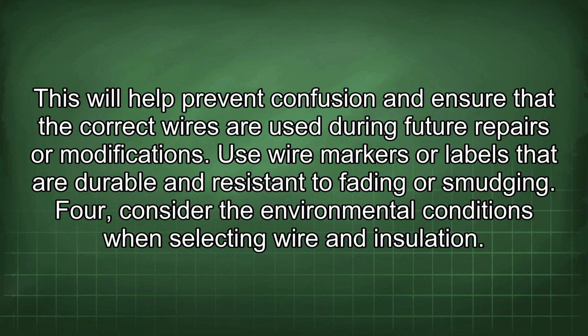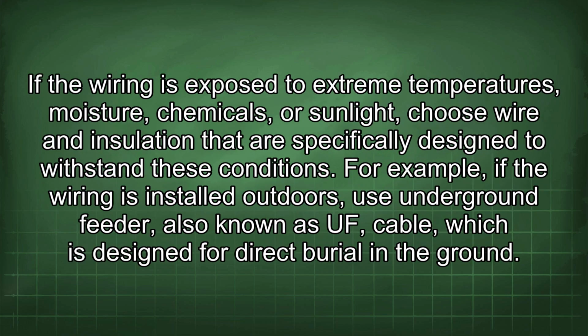4. Consider the environmental conditions when selecting wire and insulation. If the wiring is exposed to extreme temperatures, moisture, chemicals, or sunlight, choose wire and insulation that are specifically designed to withstand these conditions. For example, if the wiring is installed outdoors, use underground feeder, also known as UF, cable, which is designed for direct burial in the ground.